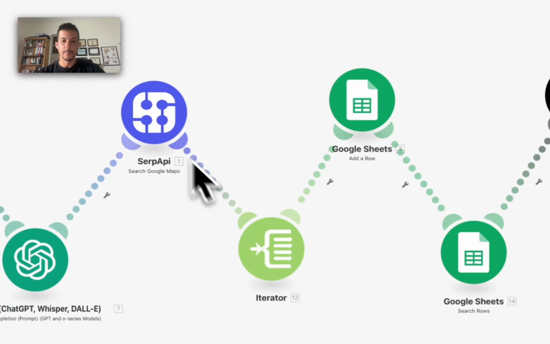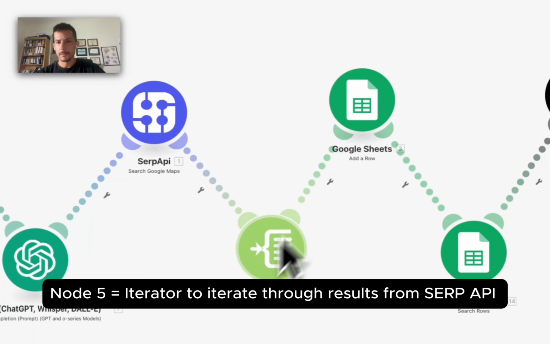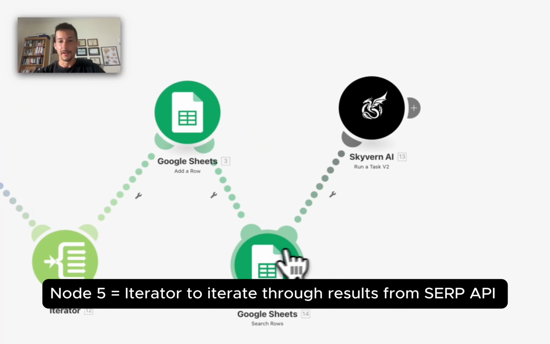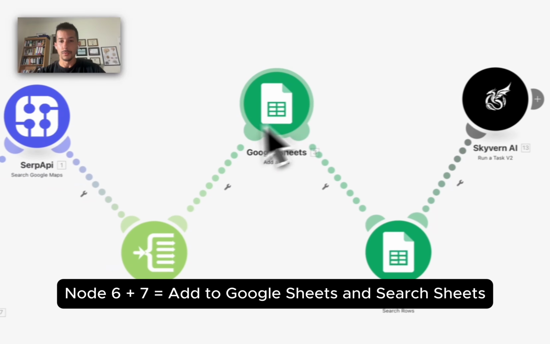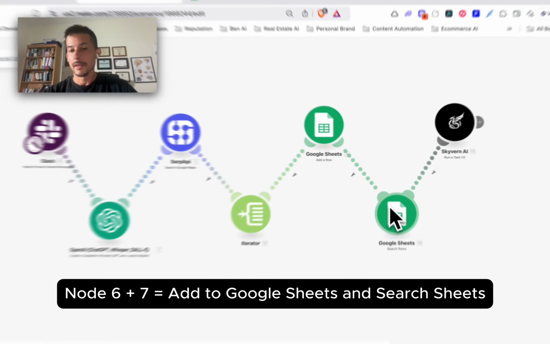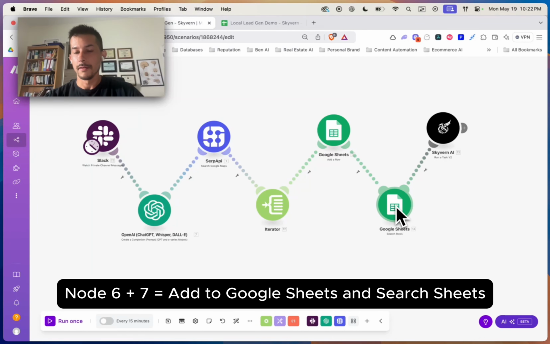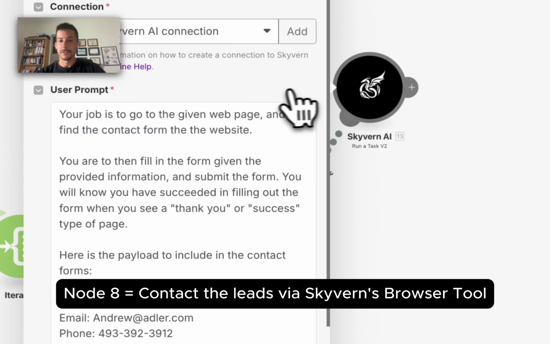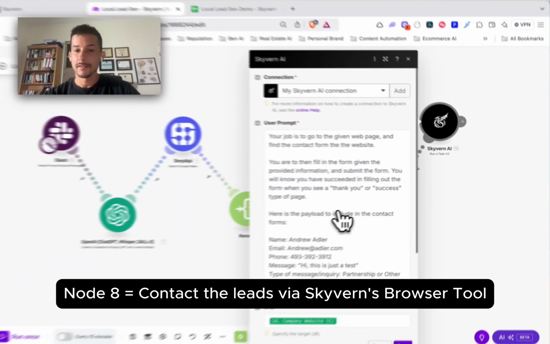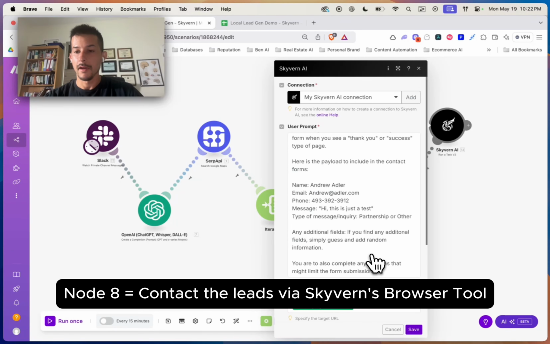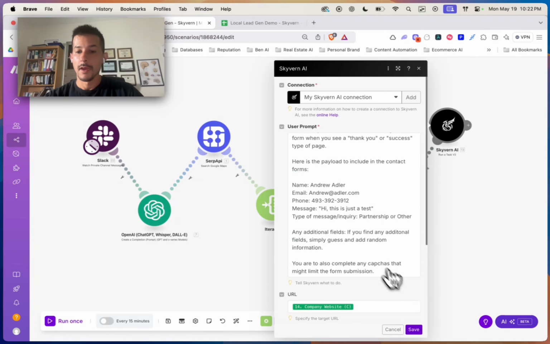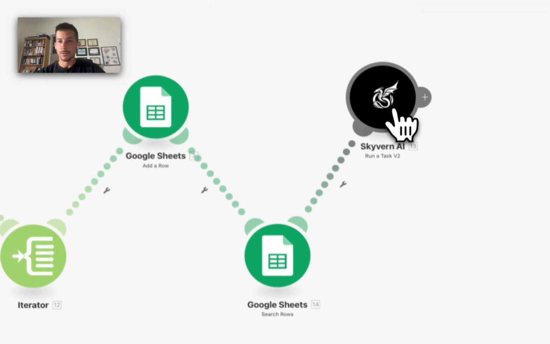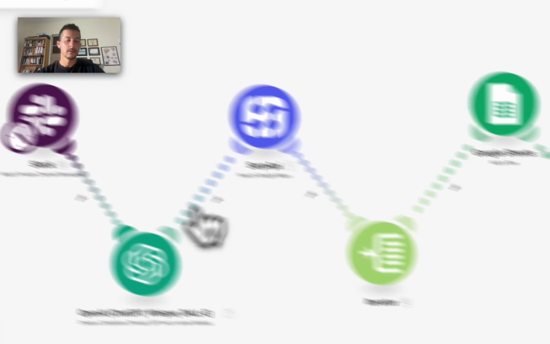Then what it'll do is it'll take that bundle and run it through the iterator so that we can process them one at a time. It'll add them to a Google Sheet, one row at a time. It'll go and find the website from each of these companies. And then in Skyvern, we're actually going to reach out to them via their website with a lead generation message. So it's really cool, and I'll show you a quick demo of how it works.